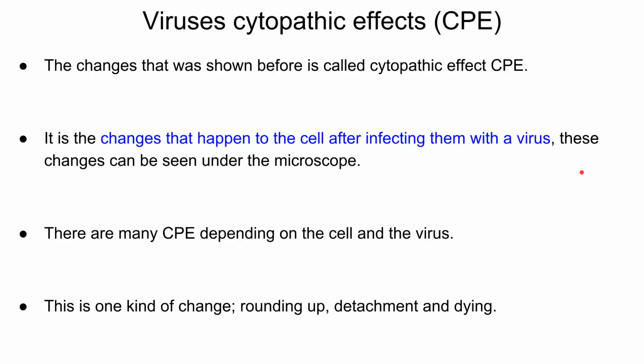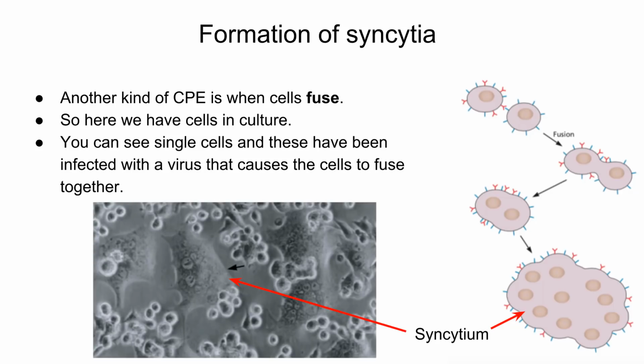So the cytopathic effect, if we want to define it or talk about it, is changes that happen to the cell after infecting them with the virus. Among the changes we mentioned are rounding and detachment, right? Is that the only cytopathic effect? No, it depends on the virus. There are other different cytopathic effects. Let's take another cytopathic effect that a virus can cause. For example, HIV causes in white blood cells this type of cytopathic effect called syncytia. It's a fancy word whose simple meaning is fusion. Cells fuse together, that's it.